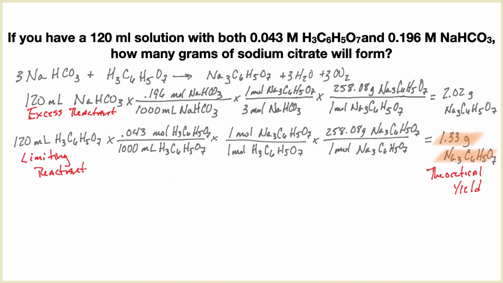The same basic principle is going to be used on the next problem. Other problems similar to this may give you two different volumes of solutions that are going to be mixed together. In that case, you would simply use whatever volume of that compound that you are using. In this case, we simply had 120 milliliters of solution with both of these present. Therefore, the same volume for each compound was being used.